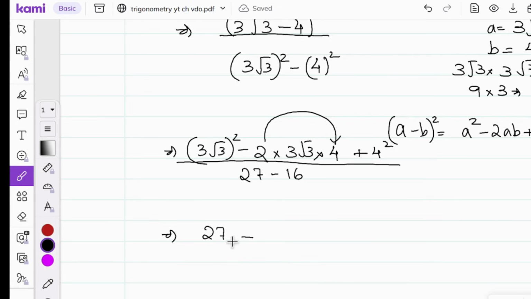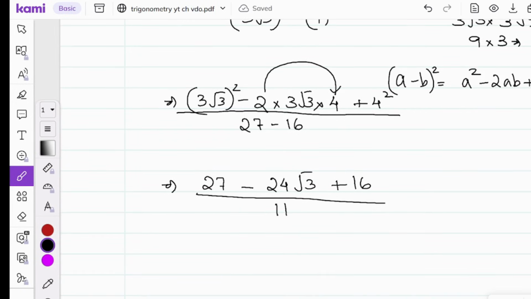So what I will get here? 8 into, what can I write here? 8 into 3. 8 3s are 24 root 3 plus 4 square is 16, right? The whole divided by 27 minus 16. What is 27 minus 16? It is equal to 11.